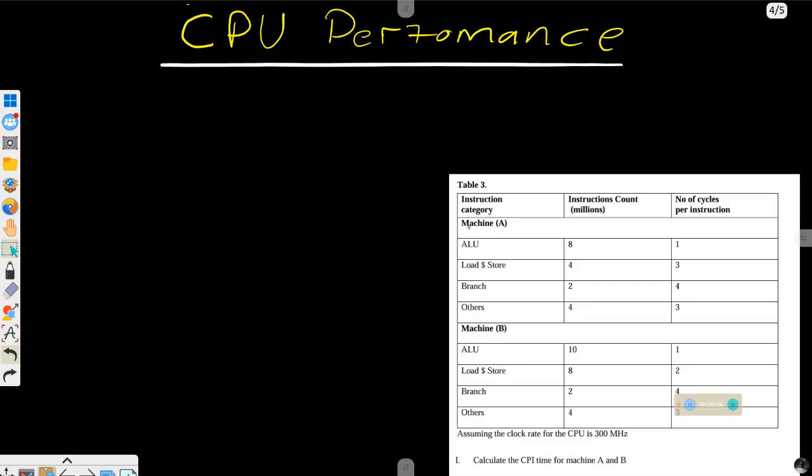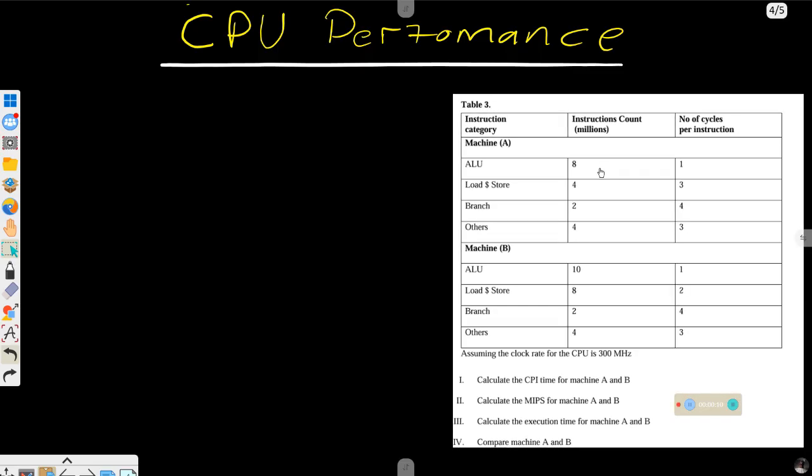So this is another video based on computer architecture. This is computer performance, actually calculating the CPU time and those other things, right? Now I have an activity here. We are given the instruction count, cycles and all those. We also have a clock rate of 300 megahertz.